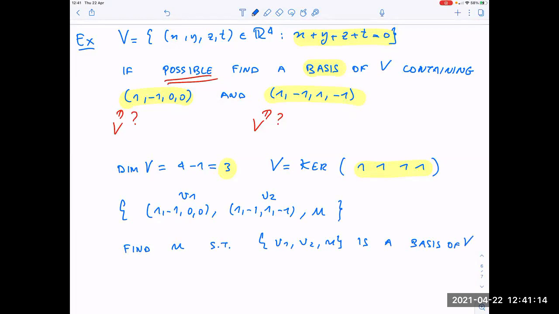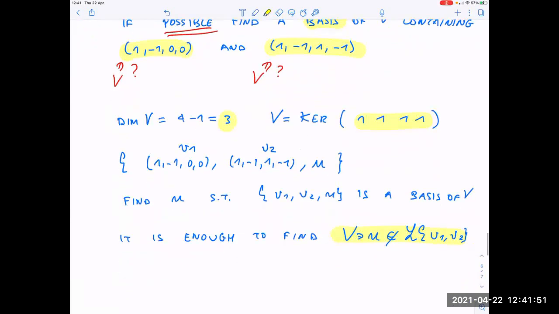And what do I need to do? Well, what I need to do is find U. So it is enough to find U not belonging to the linear span of V1 and V2, but belonging to V. It is enough to find U not belonging to the linear span, because we want to have linear independence, but belonging to V. So I hope you agree that this is what you need to do, because this part will tell me that property B1 is okay, and this part will tell me that property B2 is okay, making this set into a basis. Okay?